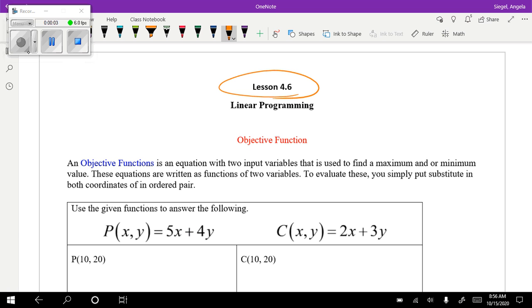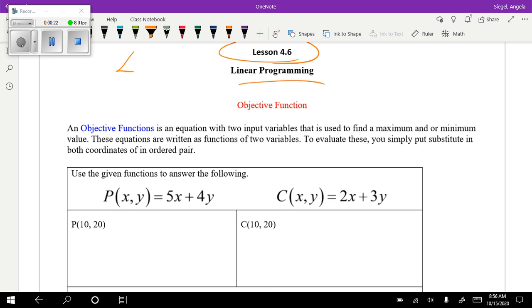Hey guys, welcome to our final lesson in chapter 4. It's about linear programming. And part of this is just a bunch of inequalities coming together. Some of this is like evaluating. So we're not going to take brand new concepts, but we're going to take old concepts and apply it to something new.